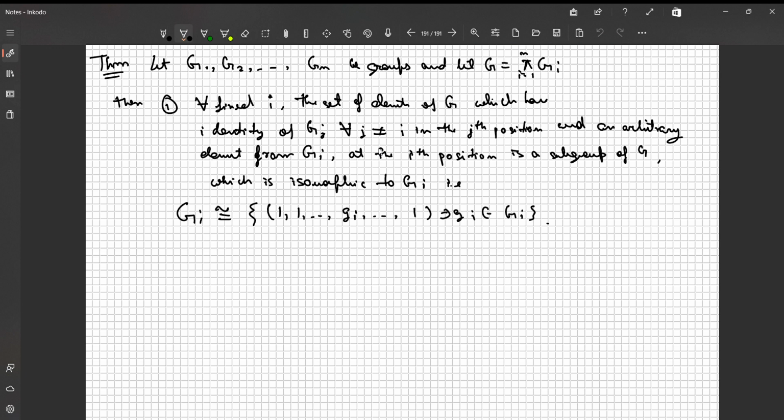I guess now you can understand what this first statement of the theorem says, right? And we had already explained in the example that each component seems to be a subgroup. Okay, so by isomorphism, since I have said that this collection of elements is isomorphic to Gi, by isomorphism Gi kind of sits inside G as a subgroup, right? So Gi can be identified as a subgroup of G, right?